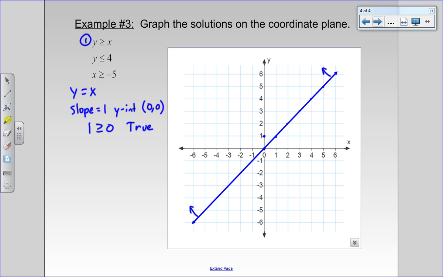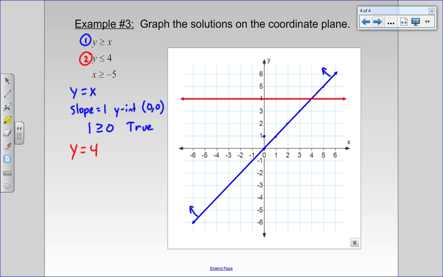Moving to the second inequality, we have y is less than or equal to 4. We'll graph this in red. In this case, the boundary line would be y equals 4, which is simply a horizontal line. And since we have a less than or equal to symbol, the points on that horizontal line, y equals 4, are solutions. So we'll draw a solid line at y equals 4.